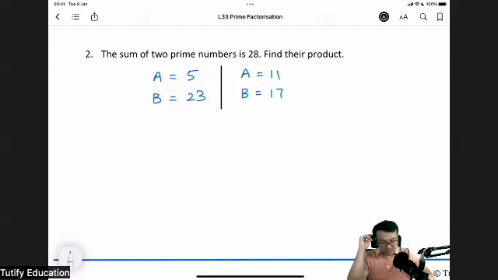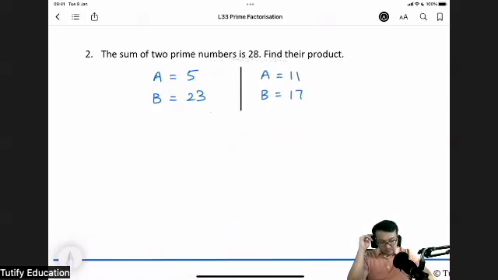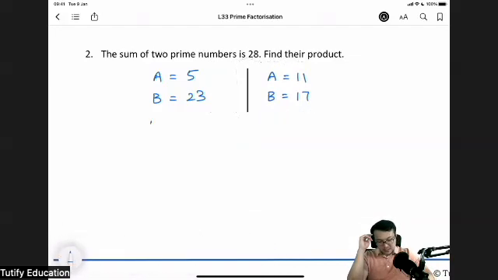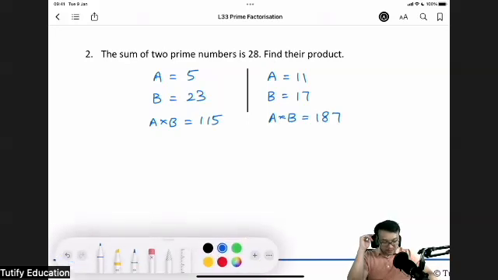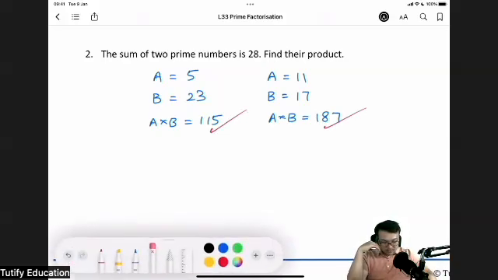Okay, so the question asked, is this the final answer or not? Jun Chen. They want us to find the product. So we must take A times B. For this, we get 115. And for this, A times B, we will get 187. And so we have two possible answers. Thank you, Jun Chen. Good job. Jun Chen, do you have any questions? No. All right.